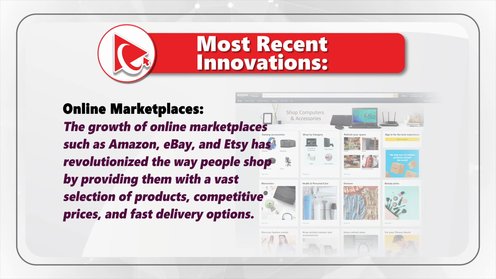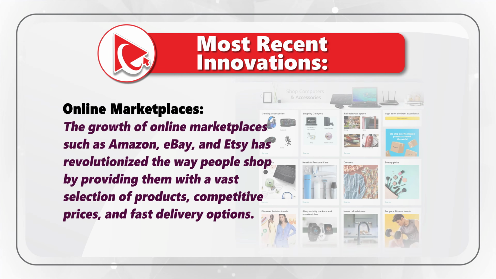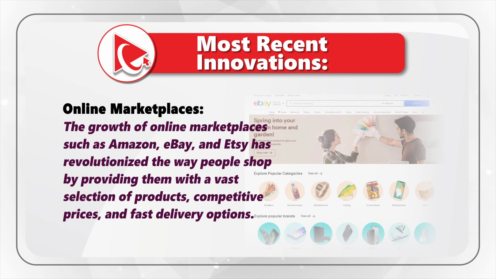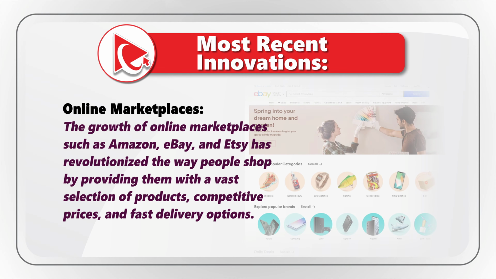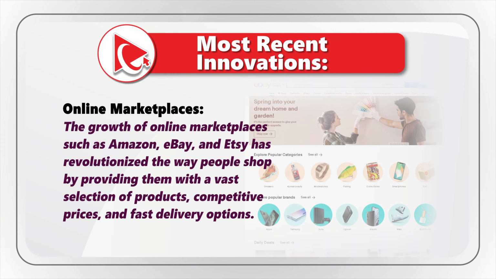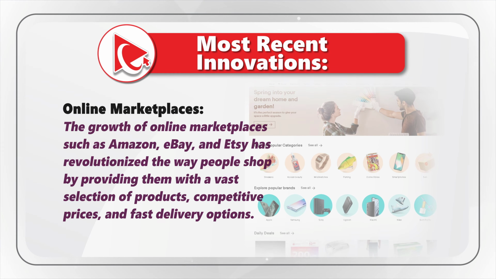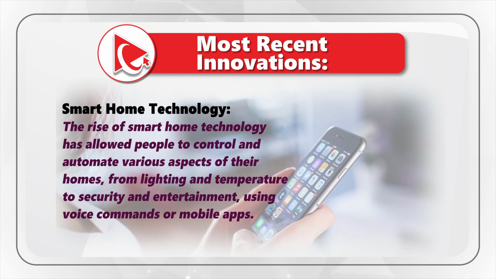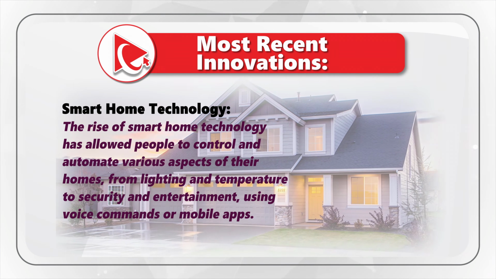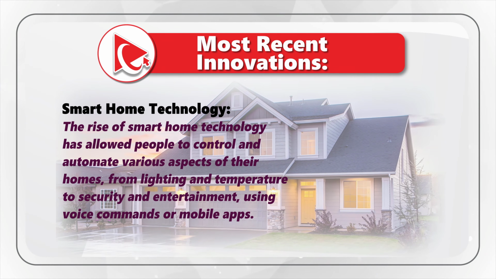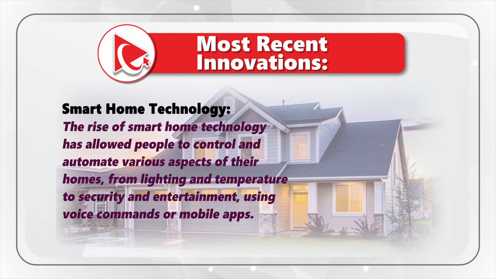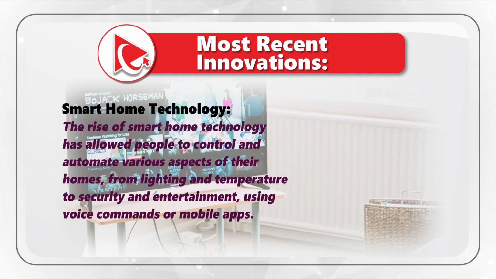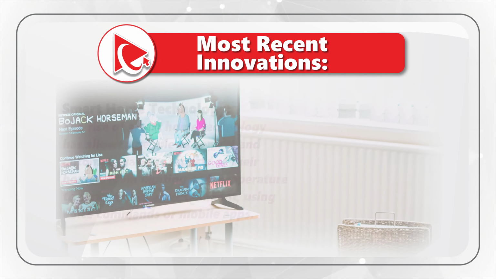We also recently enjoyed the innovation of online marketplaces. Companies such as Amazon, eBay, and Etsy revolutionized the way people shop by providing them with a vast selection of products, competitive prices, and fast delivery options. And last but not least on my list is smart home technology. The rise of smart home technology allowed people to control and automate various aspects of their homes, from lighting and temperature to security and entertainment, using voice commands and mobile apps.